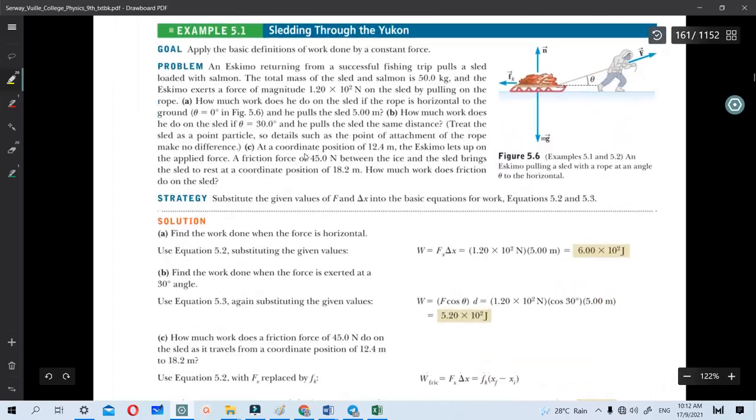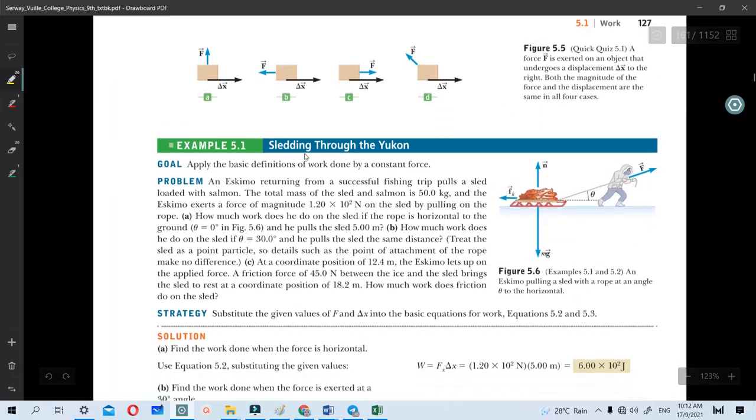Now, this is an example coming from a different book. In this example, you'll find that there is more than one force that will give an amount of work. So, let's have a look.